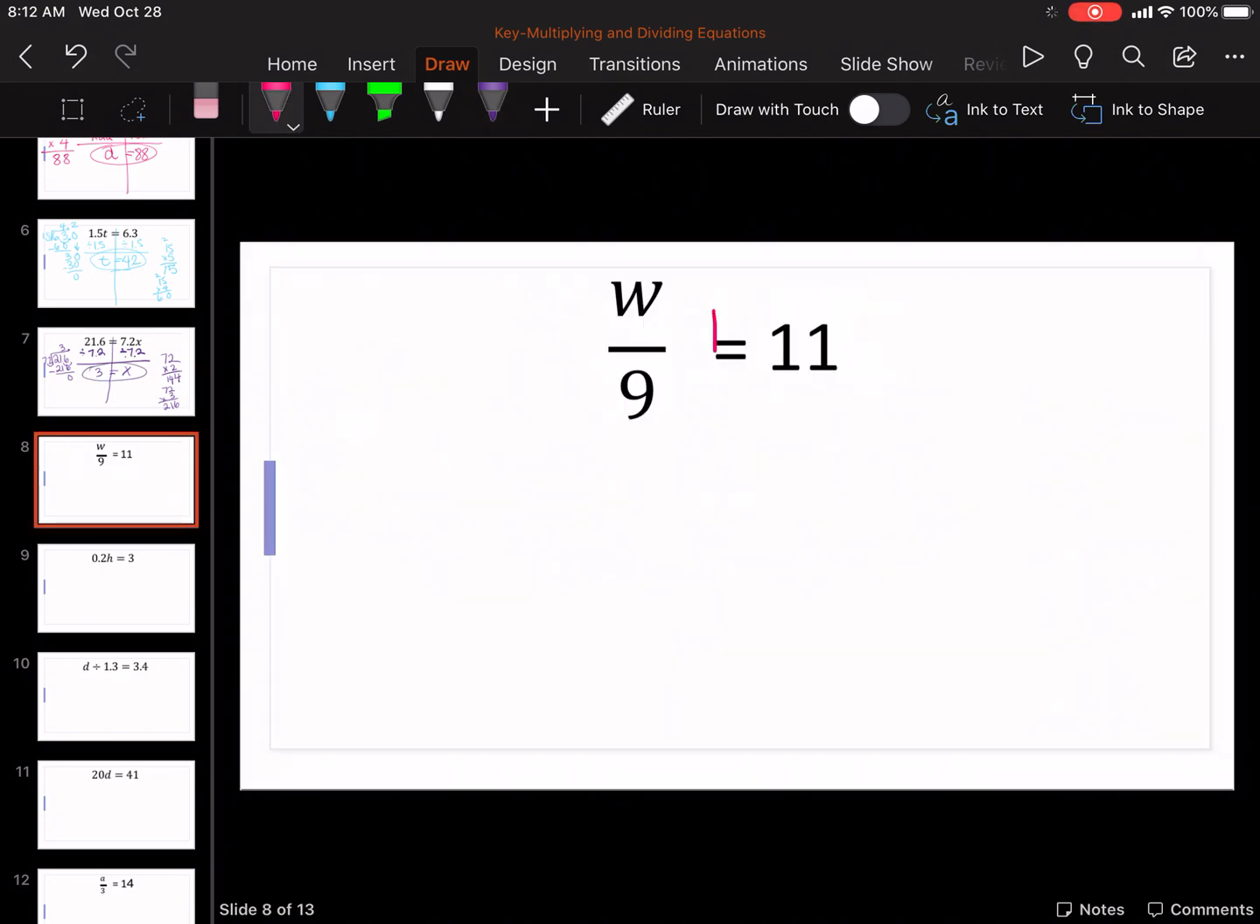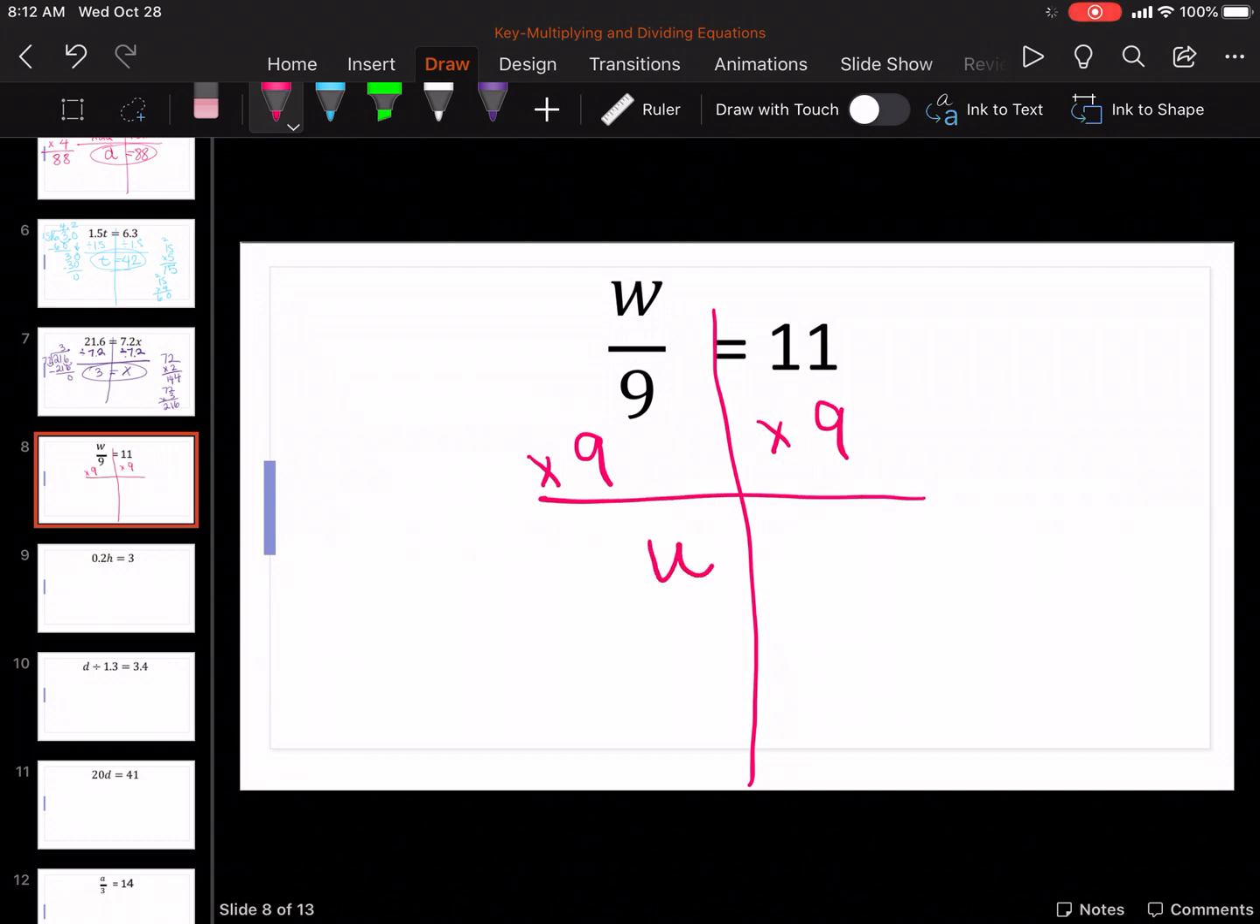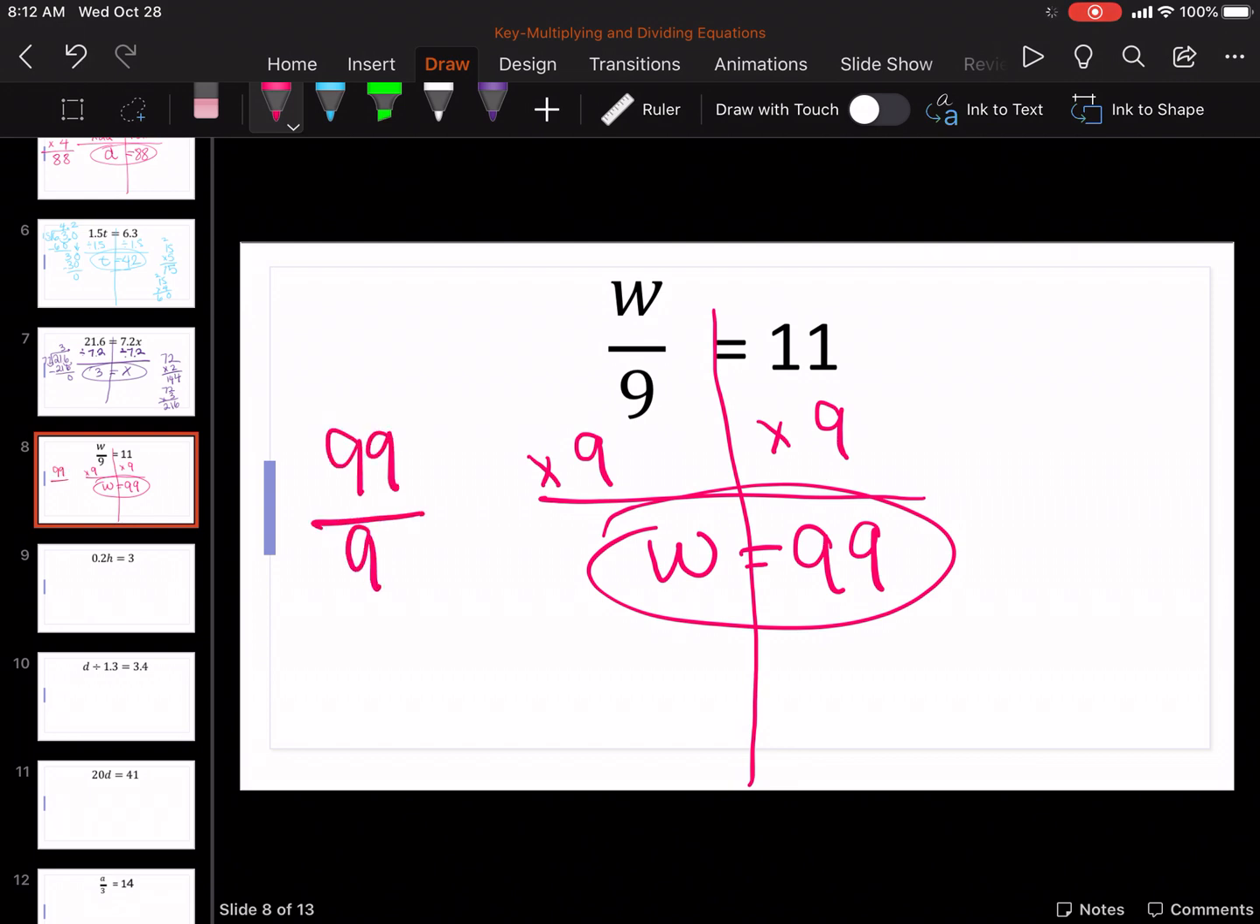So for this one, what is happening with W? It's being divided. So the inverse of division is multiplication. So we're going to multiply by 9 on both sides. So W equals 99. Because again, if you plug it back in, 99 divided by 9 equals 11. And we got a happy teacher.